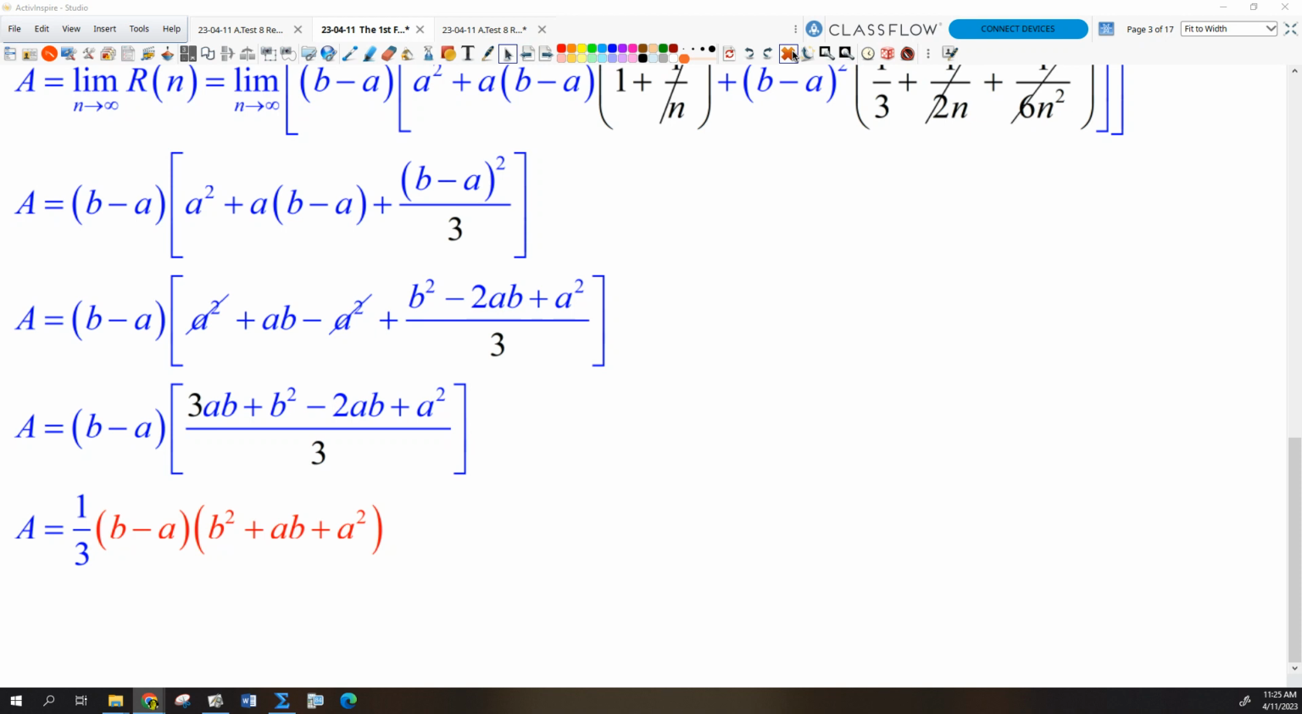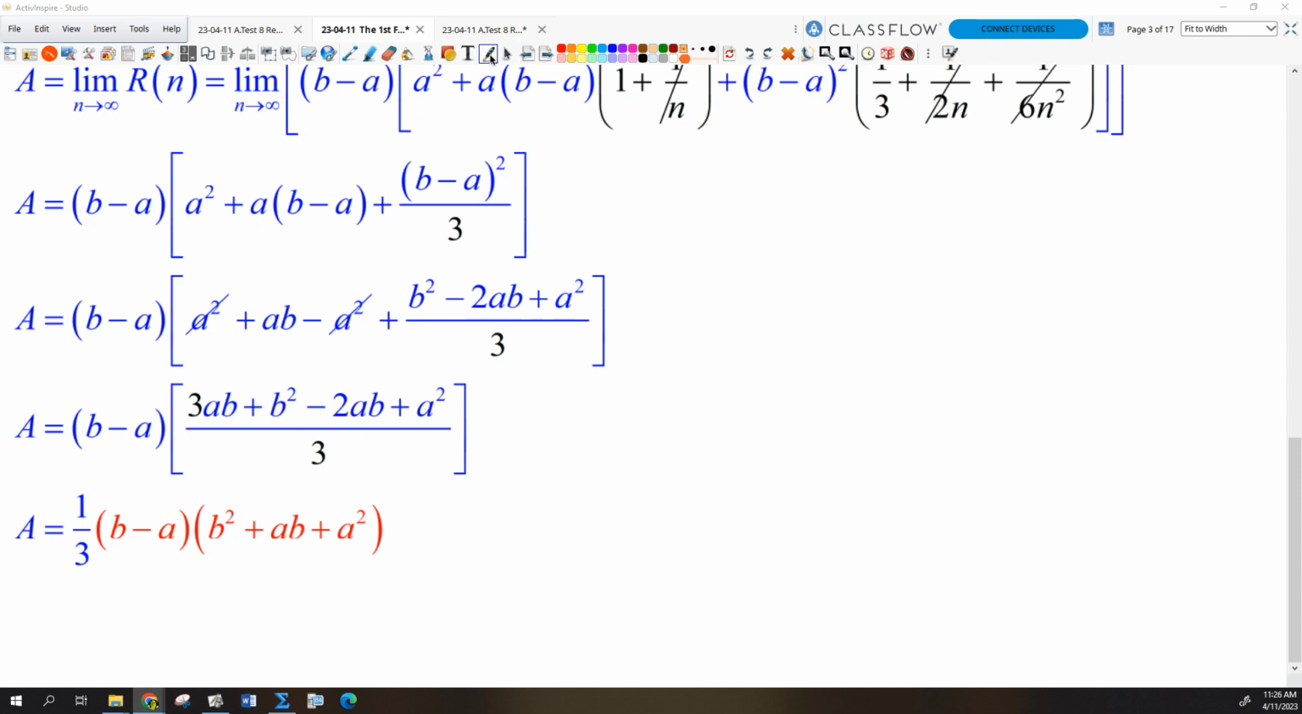It's a difference of cubes, isn't it? Isn't that what we get when we factor a difference of cubes? A cubed minus b cubed, or b cubed minus a cubed in this case, right? B cubed minus a cubed would be b minus a times b squared plus ab plus a squared. But we don't have to remember that.